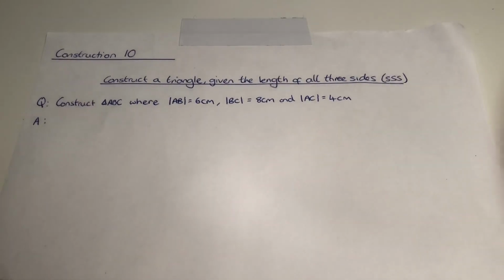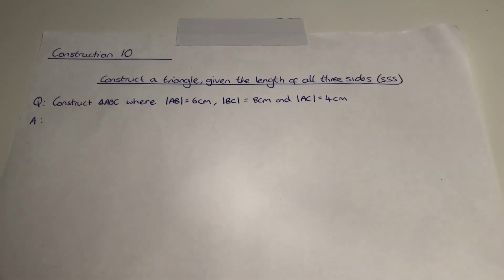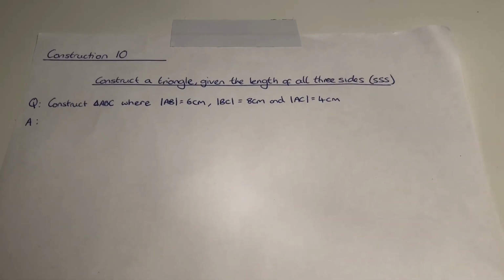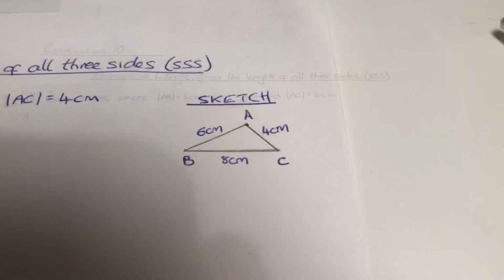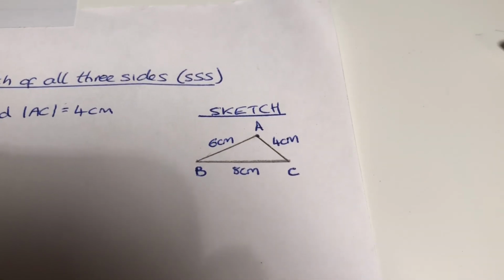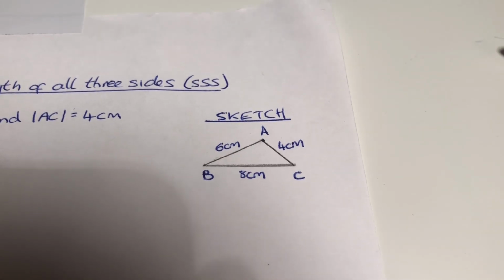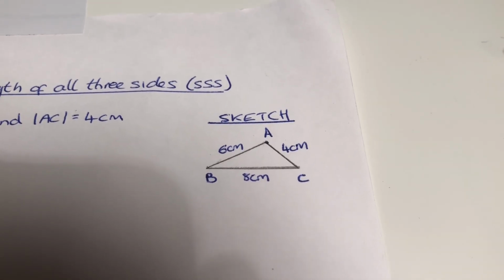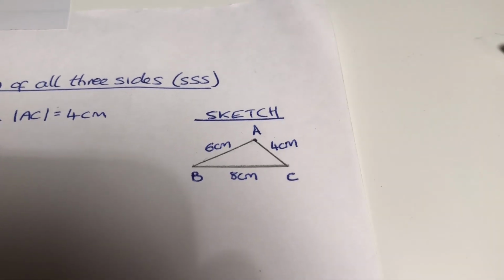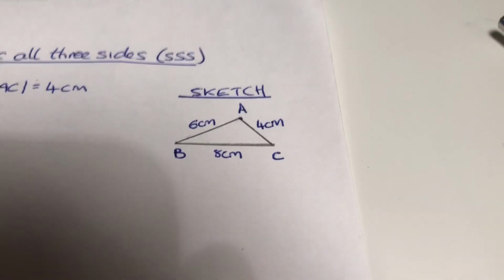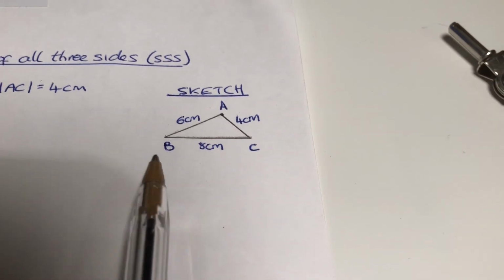With this construction, it's really important that we do use a sketch because it's quite difficult to imagine what it might look like. So let's go ahead. So here's my sketch. When constructing triangles, it makes life much easier for us if we choose the side with the longest measurement to go as our base. So that means the bottom of our triangle, like this.